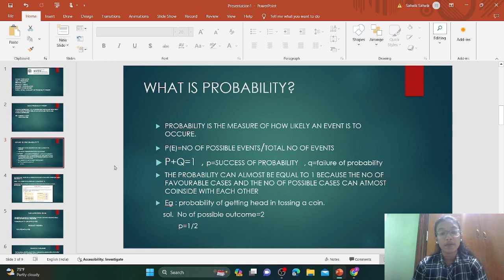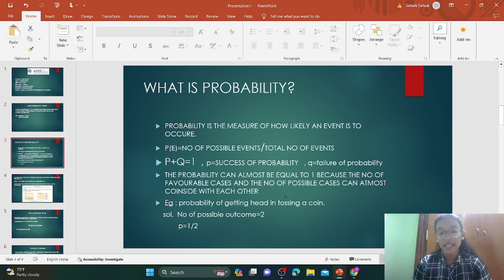Let's see an example of probability: the probability of getting head in tossing a coin. This is the question, and the solution is: the number of possible outcomes, as I said, we toss a coin, is 2, that is head or tail. In one coin, the number of possible outcomes is 2, head and tail. So the probability will be 1 by 2. Why 1? Because we can select either tail or head, right?